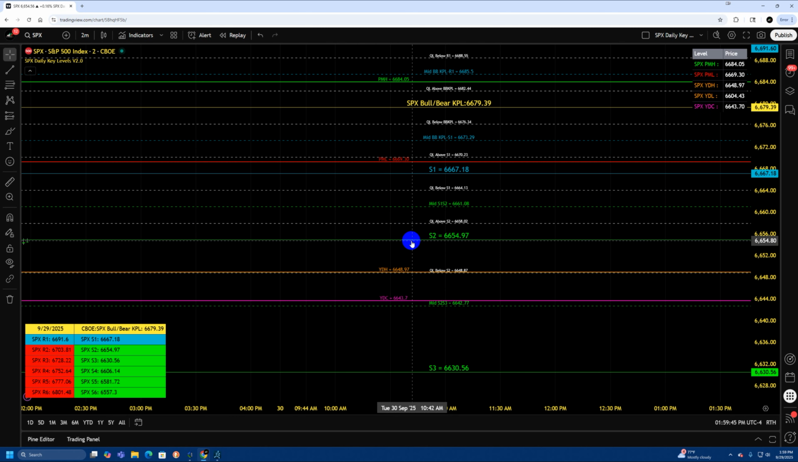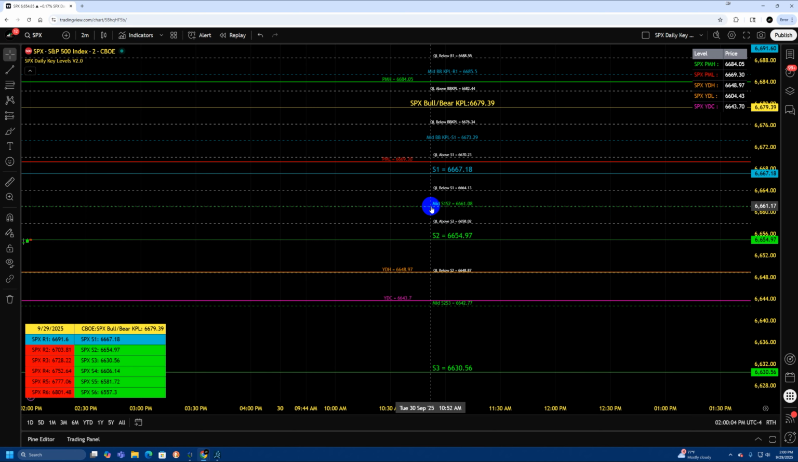On a break below S2, a bearish trade taken from S2 has a tight stop loss that would be the first QL above S2 here, and your standard stop loss would be the first midpoint above S2, which is mid S1, S2.